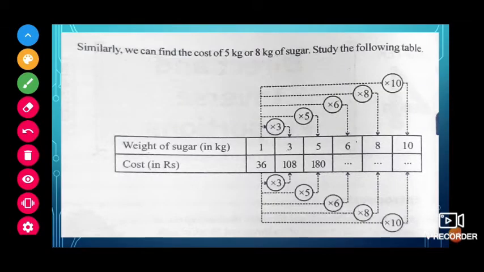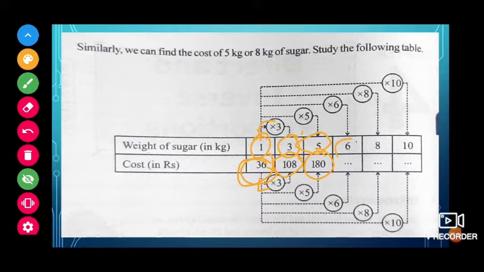Now we will see one example. Here, weight of sugar and cost. 1 kg sugar cost is 36 rupees. Then if I take 3 kgs, automatically the 1 is multiplied by 3 and 36 should be multiplied by 3. Means 3 into 36, 108 rupees. If I go for 5 kgs, the quantity is increasing, so the cost also will increase. 5 into 36, 180 rupees.